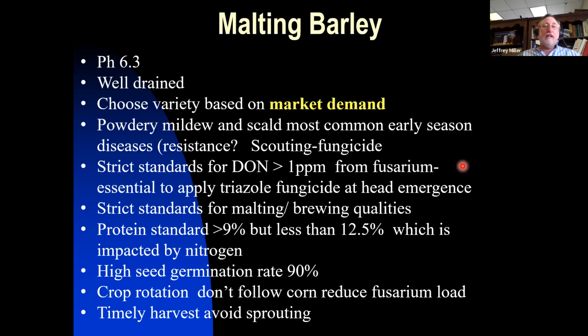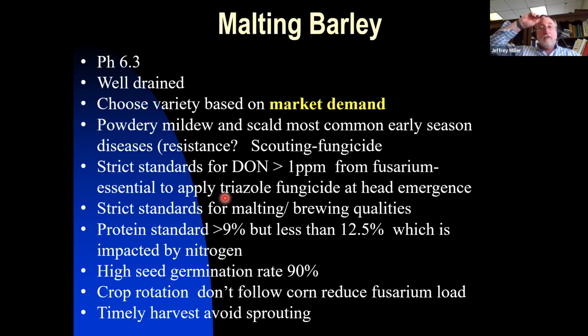There are definitely strict standards for DON, which is a mycotoxin produced by the disease Fusarium graminearum, and you have to be below 1.1 parts per million of DON for it to be acceptable. So that makes it essential to apply a triazole fungicide at head emergence.